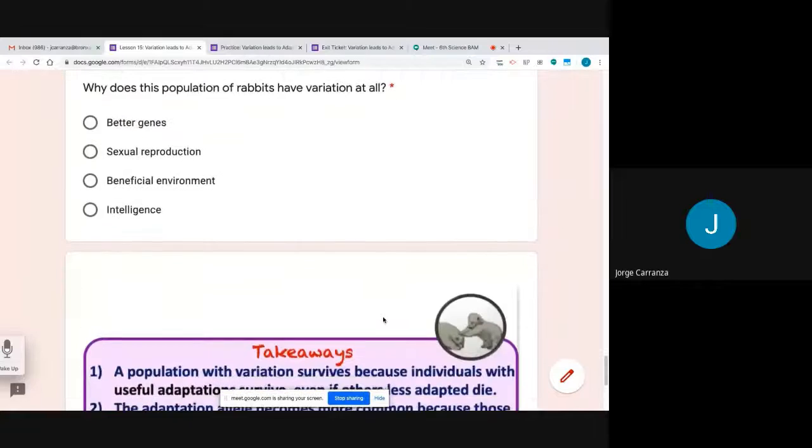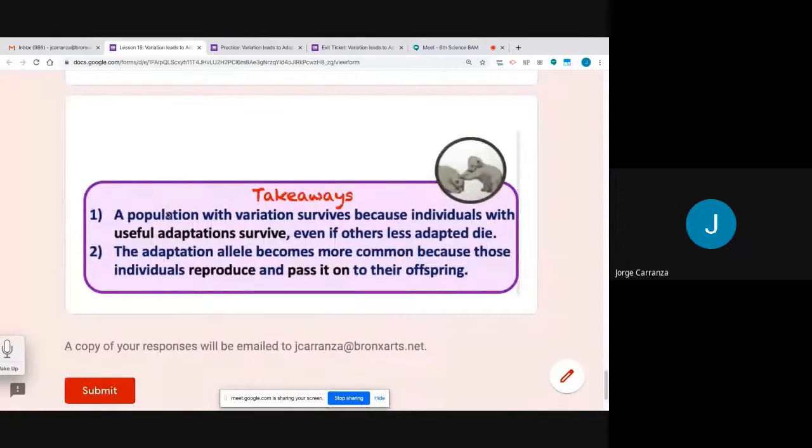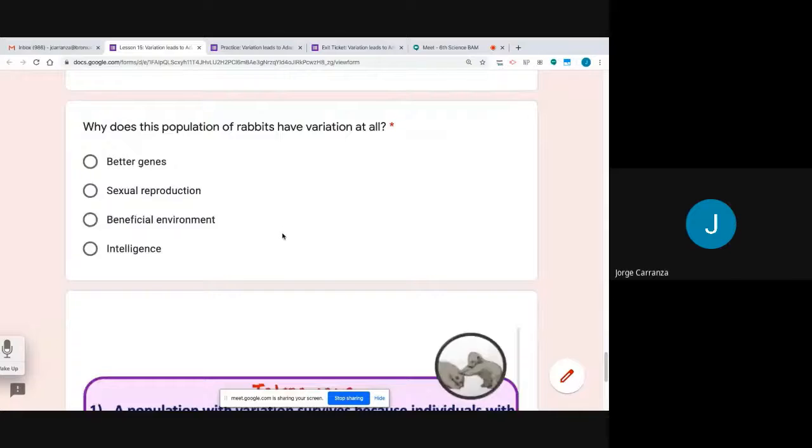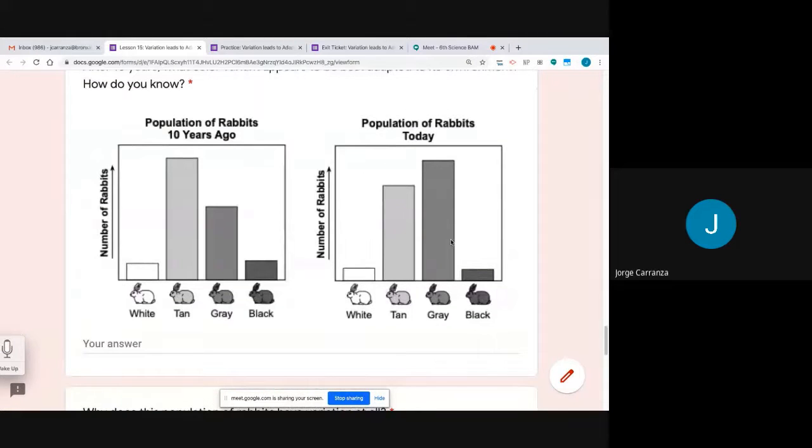All right. Let's see. Takeaways. Again, this is for the lesson that is due today. A population with variation survives because individuals with useful adaptation survive even though others died. Again, the population didn't become bigger or smaller. The only thing that changed was the number of animals with one characteristic or the other.